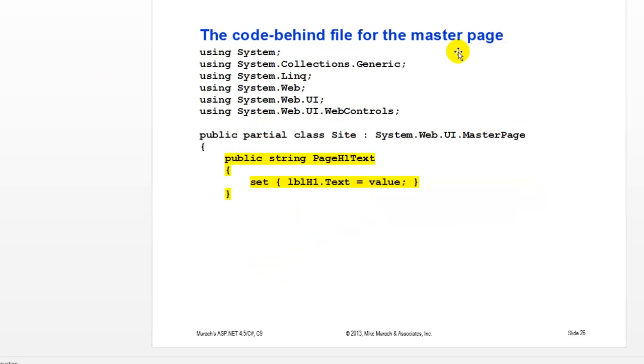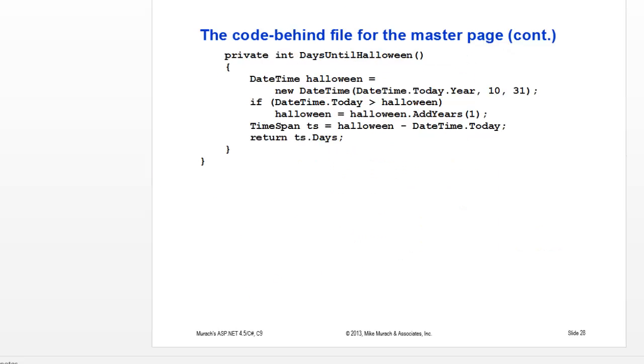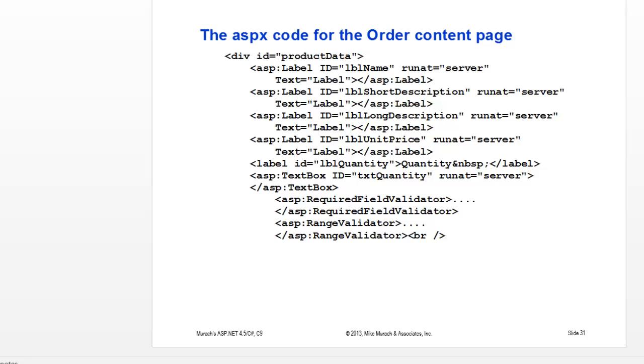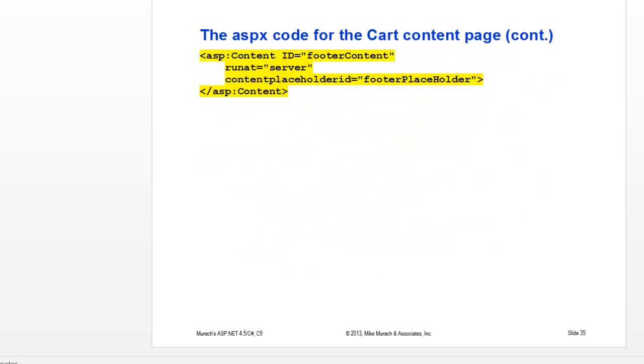The code behind for the master page file, we just saw the property that we're going to be able to set in the content pages, and also detecting the days until Halloween if the label does exist. In other words, if it hasn't been overridden by any of the content pages, we'll do all this calculation here. Okay, so we already saw that code. This is the ASPX for the order form. I wouldn't worry about it too much. We're going to see that more extensively in just a second.